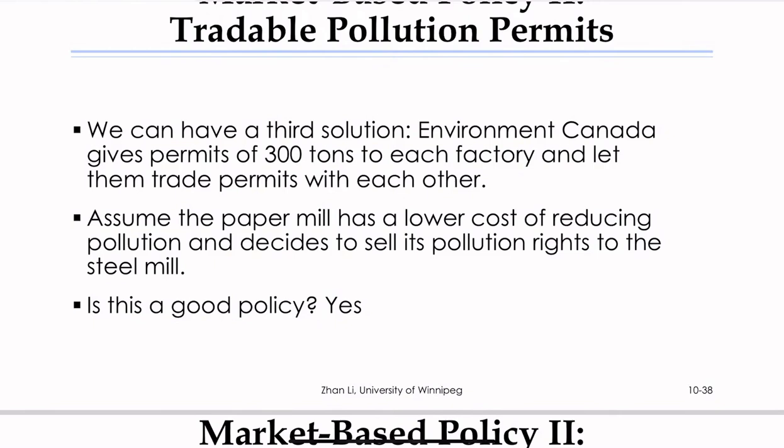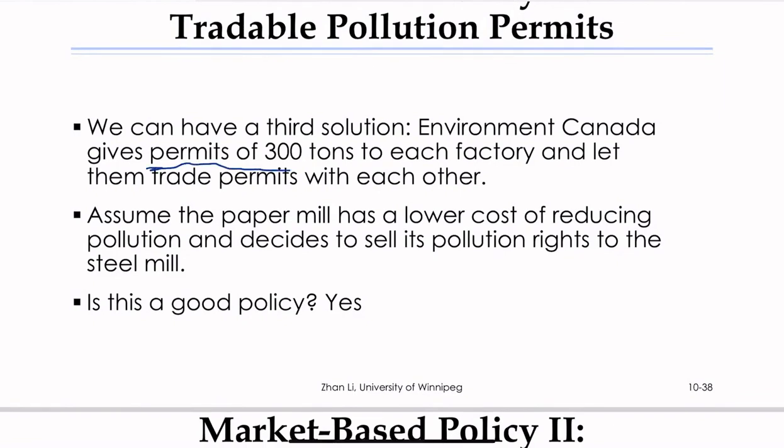Now, Environment Canada can also adopt a different market-based approach. It's the tradable pollution permits. Right? How does this work? Well, let's examine this third solution. So let's say Environmental Canada gives permits of 300 tons to each factory, and then lets them trade permits with each other. So you can see that with the permit of 300 tons, if a firm has this permit, then it can generate up to 300 tons of pollution, right? So this is the purpose, or the function, of the permit.